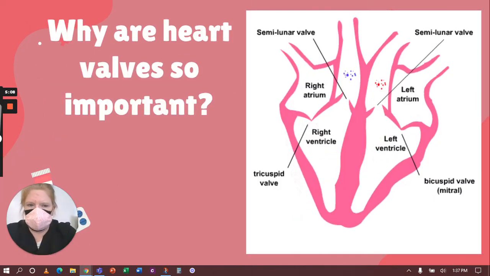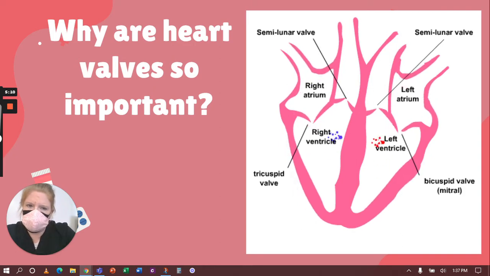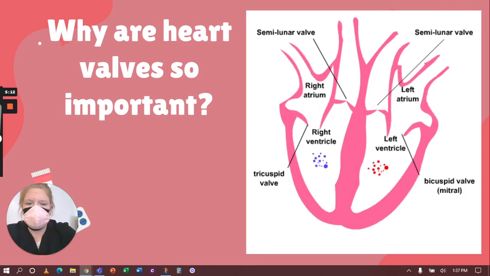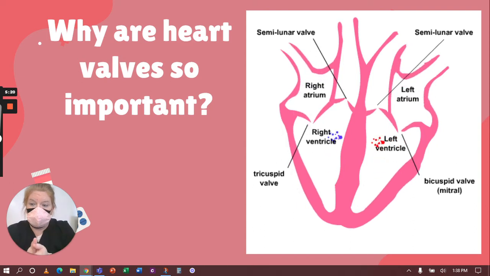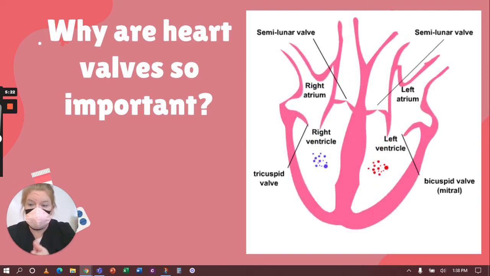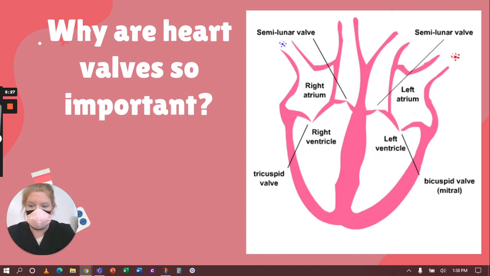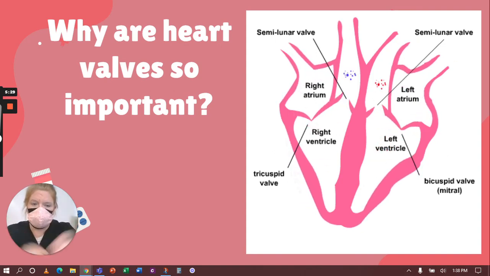So why are heart valves so important? You can see in this little animation those valves opening and closing. They open and close, and open and close. You can see the two atrioventricular valves open and close at the same time. Same with the two semilunar valves: atrioventricular valves, then semilunar valves.